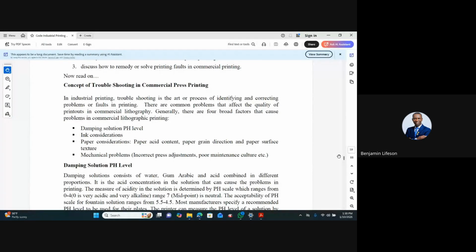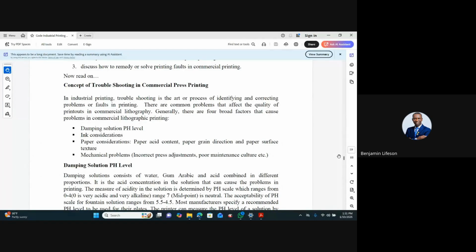Same way, when you are using the commercial lithographic method of printing, you identify four major factors that can cause the problem: damping solution, ink consideration, paper consideration, and mechanical problem.